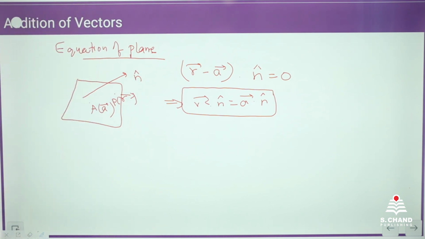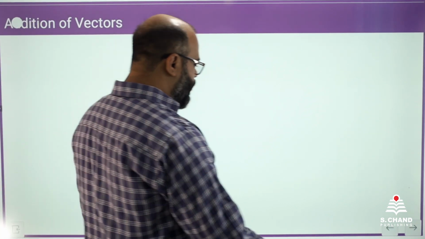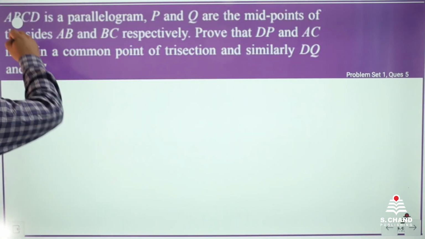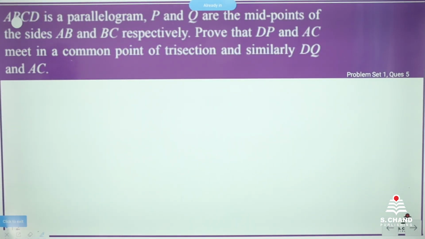These are some of the results which will be helpful for solving other problems in this chapter, which we'll see now. Here is a problem which says that ABCD is a parallelogram, and P and Q are the midpoints of the sides AB and BC respectively. Prove that DP and AC meet in a common point of trisection, and similarly DQ and AC.